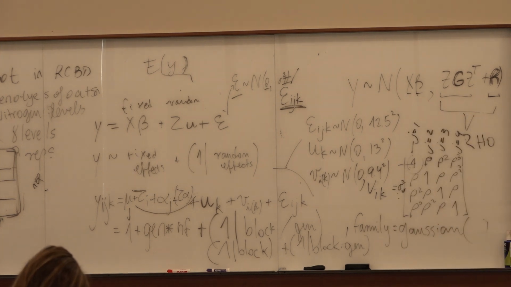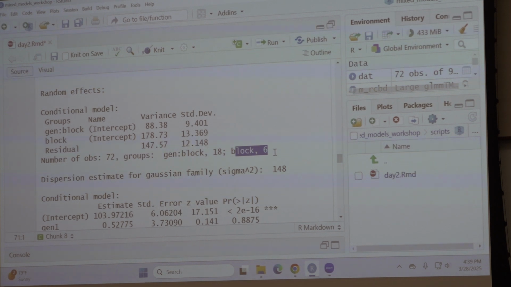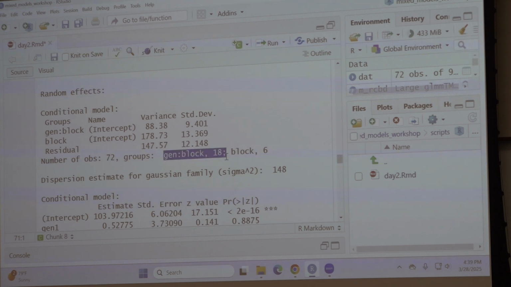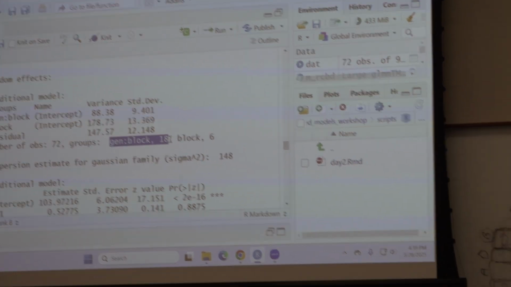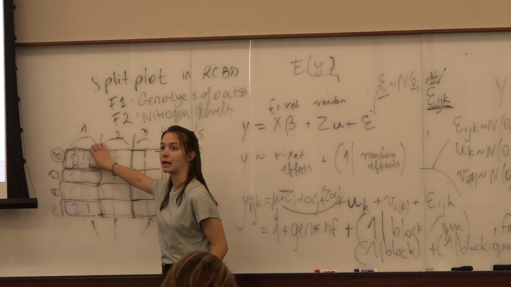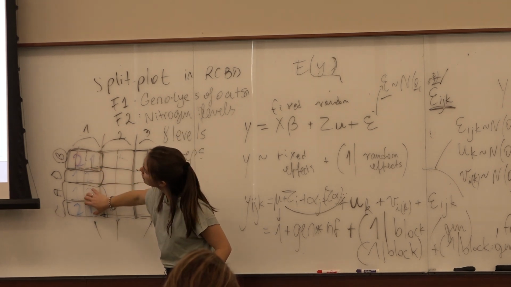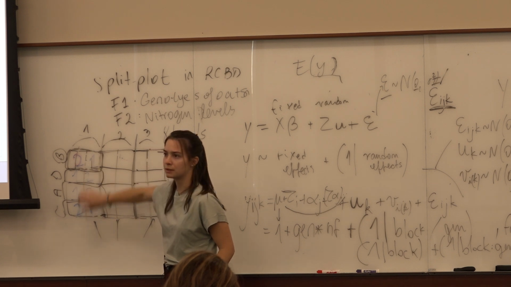And you see this is also telling us we had 6 blocks, and 18 combinations of genotype block, because we have 6 times 3, right? Because we have 6 blocks, and then inside here we have 3 genotypes, which are the whole plots.